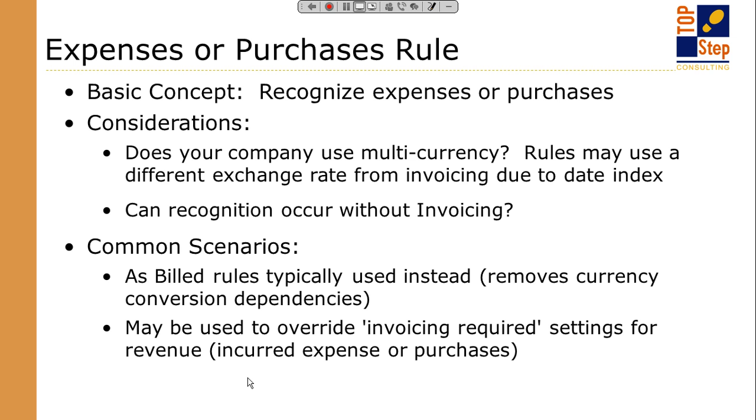Okay. So I typically see expenses and purchases recognized by the as-billed rule, unless the switch is turned on that says you can't recognize any revenue unless it's on an invoice, and the as-billed rule pays attention to that switch. The expenses and purchases rule does not pay attention to that invoicing required switch. So you can actually still recognize revenue on expenses and purchases without invoicing required. These are more like workarounds, I guess you would say, in a pinch. I typically see the as-billed rule used instead of these individual rules when it comes to revenue recognition.